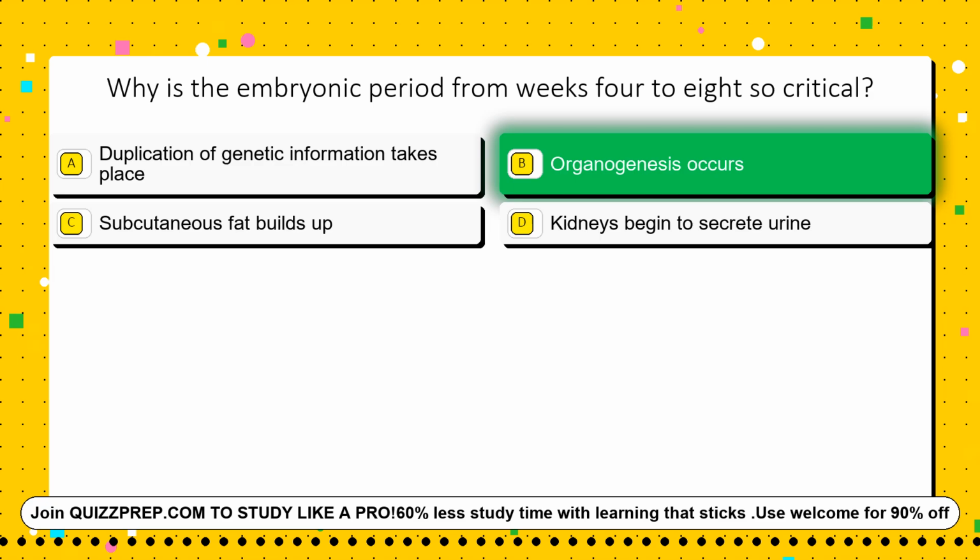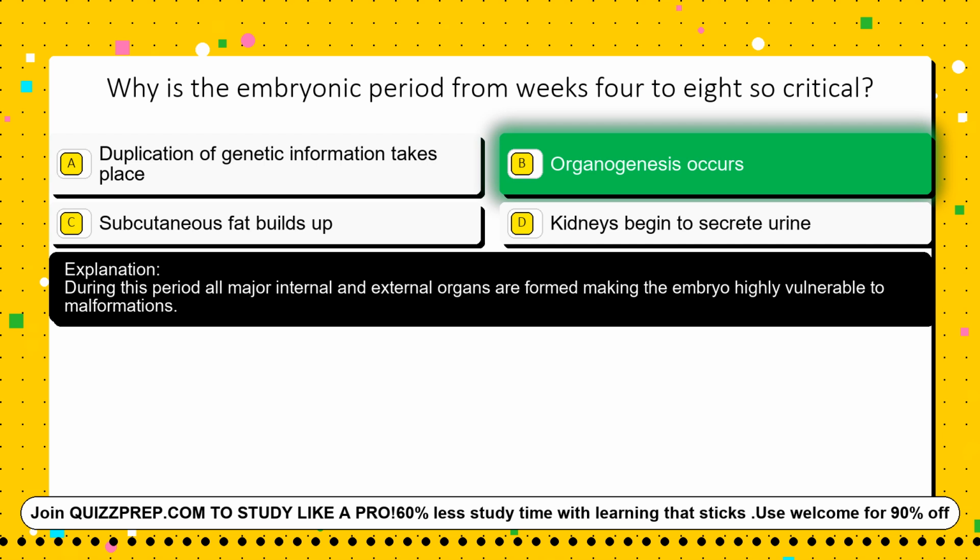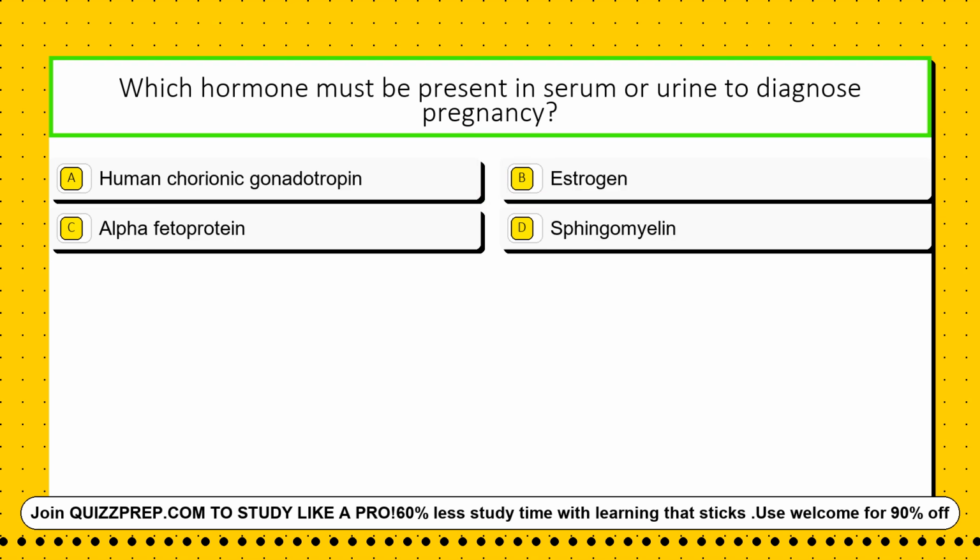The correct answer is option B, organogenesis occurs. During this period, all major internal and external organs are formed, making the embryo highly vulnerable to malformations. Question 79. Which hormone must be present in serum or urine to diagnose pregnancy?